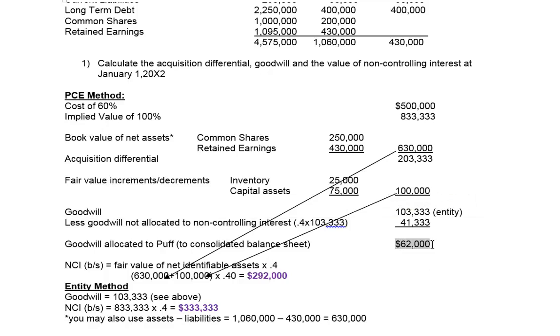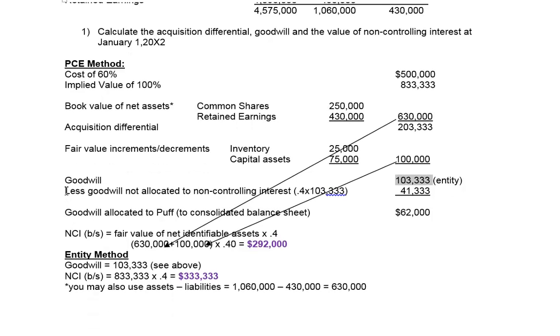So this $62,000 is really 60% of this, rounded to the nearest dollar. So again, under the parent company extension theory, they would not allocate to NCI its 40% share of 103,333, whereby they don't agree with its calculation. They don't agree with this linear relationship that makes us get this 103,333. They don't agree with that. So we only put on the consolidated balance sheet the parent's share of goodwill, which is $62,000.